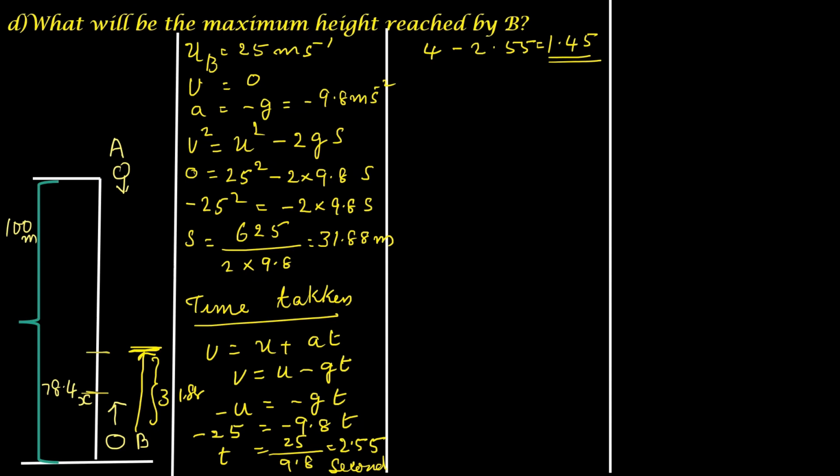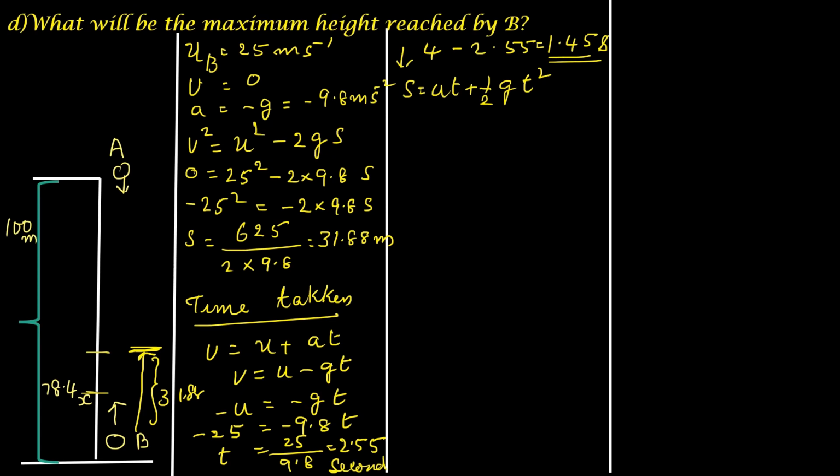Now, let us see how much distance ball B will travel in 1.45 seconds in the downward direction, and whether that point will coincide with x, that is 78.4 meter down the tower. Since now the ball is moving in the downward direction, s is equal to ut plus half at square, that is ut plus half gt square. Its initial velocity, that is when it is at maximum height, becomes 0.